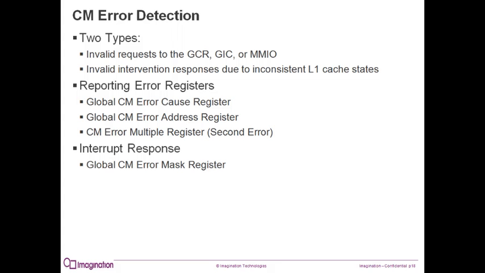The GIC has several registers. These are used to communicate error conditions, which I'll cover in detail in upcoming slides. All errors can be configured to cause an interrupt using the CM error mask register. There are 8 types of errors.